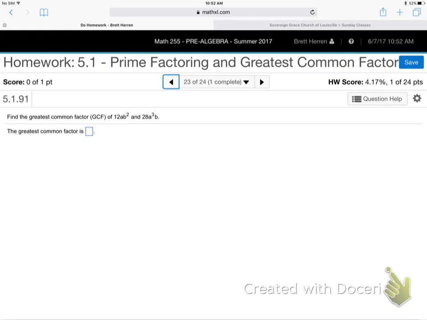All right, 23. 12ab squared and 28a cubed b. So basically the letters are already good. They're in prime form. We don't need to do anything with the letters, but the numbers need to break down. So break down the 12 and break down the 28, same way we've been doing. Would we have to break down the powers? No, because they're already telling us what they are. This is already telling us 1 a and 2 bs. Nothing more to the story.